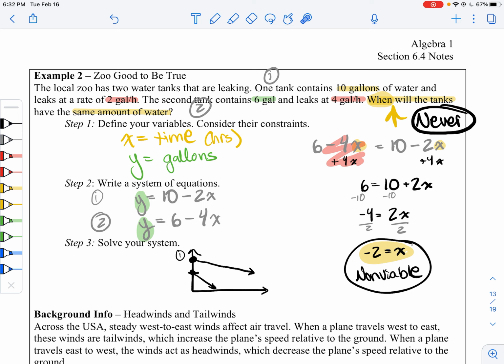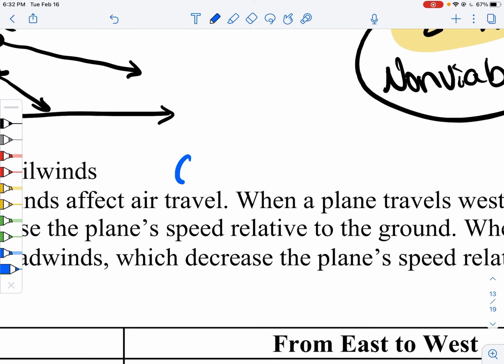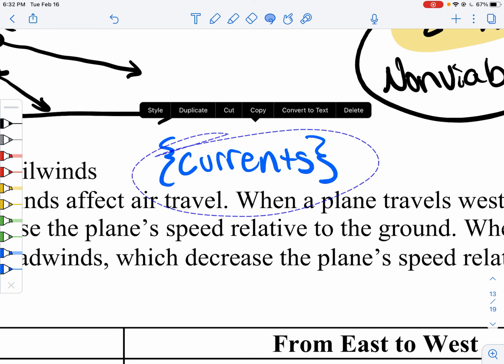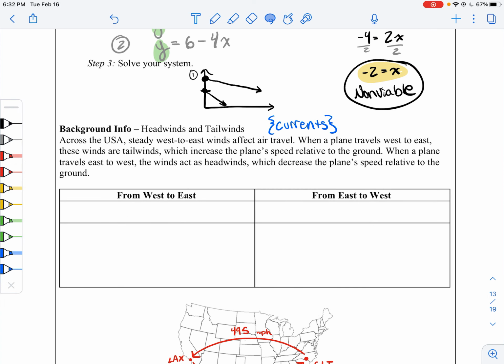Alrighty. So we've talked about non-viable solutions. There's another type of problem that you can have with systems of equations. A very common real-life application is with currents. So if you ever see a problem about currents or wind resistance, or people working together, people working against each other, this is this kind of thing. So just a heads up.